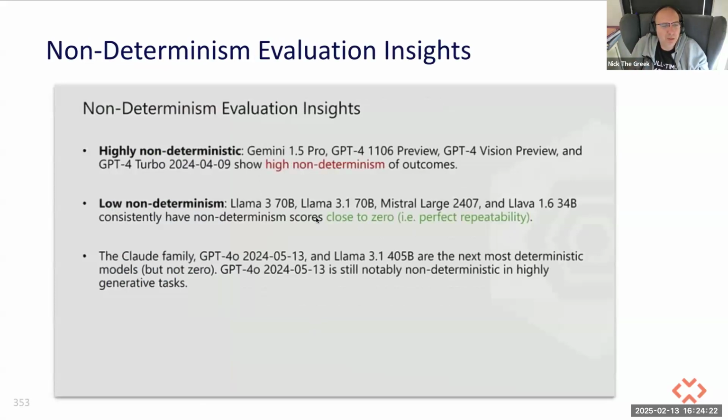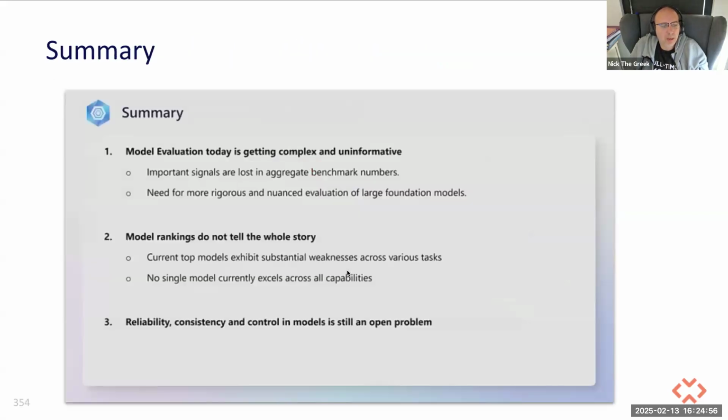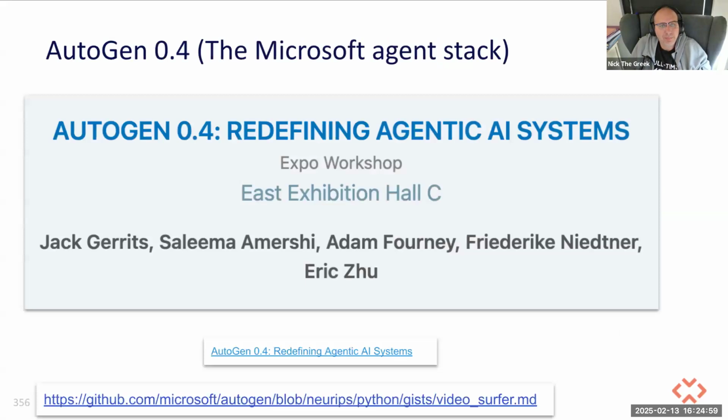This is very interesting about non-determinism. We see they categorize the models into highly non-deterministic. This was the beginning of GPT-4 and Gemini. Then there was low, as Llama came, and then GPT-4o and Claude seem to be, they're still notably not deterministic in highly generative tasks, but they are the next most deterministic models, but not zero. Okay, so you can go and see the leaderboard, and here's kind of a summary.